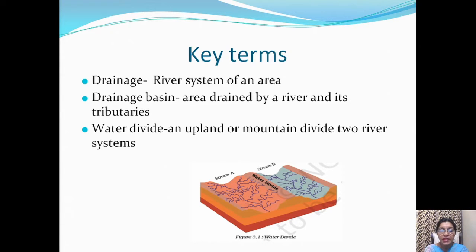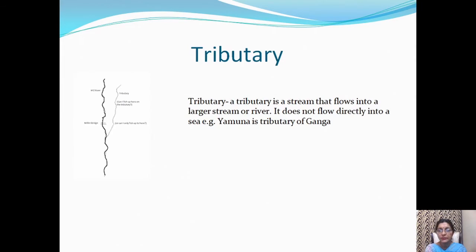One more term, catchment area. A river drains water collected from a specific area, known as the catchment area of the river. You will come across a few more terms, that is tributary. Tributary is a stream that flows into a larger stream or river. It doesn't flow directly into the sea. Example is Yamuna.